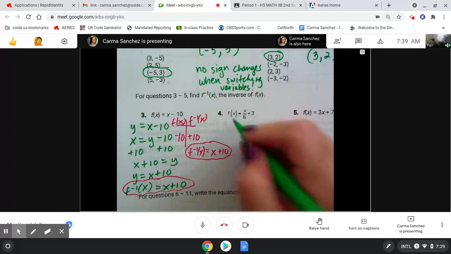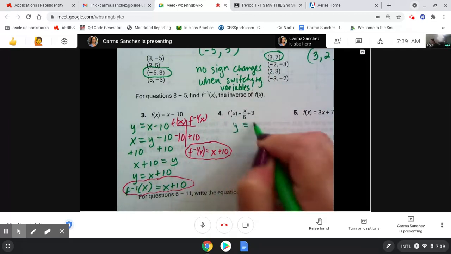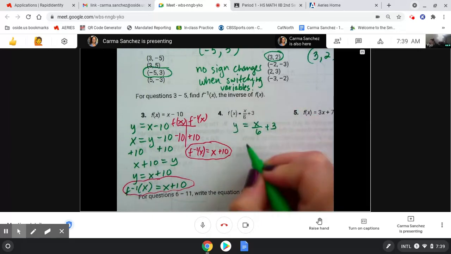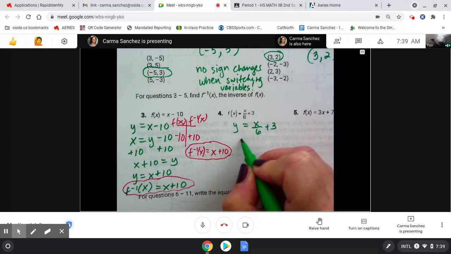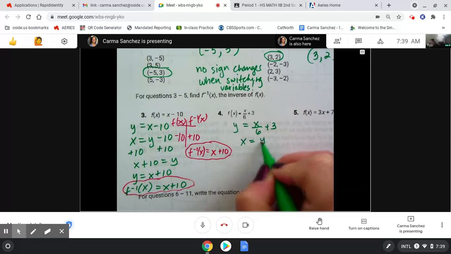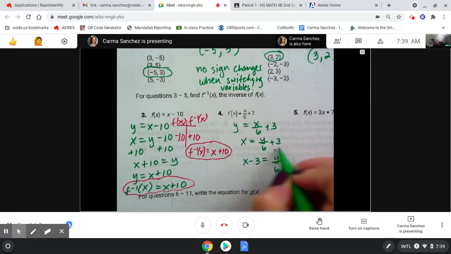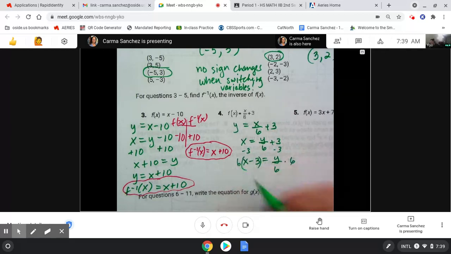Okay, I'm going to go ahead and switch this out for y. X is being divided by 6 and adding 3. So I'm going to switch x, put the y over here, and then I'm going to first subtract 3 from both sides, and then multiply by 6 to both sides.